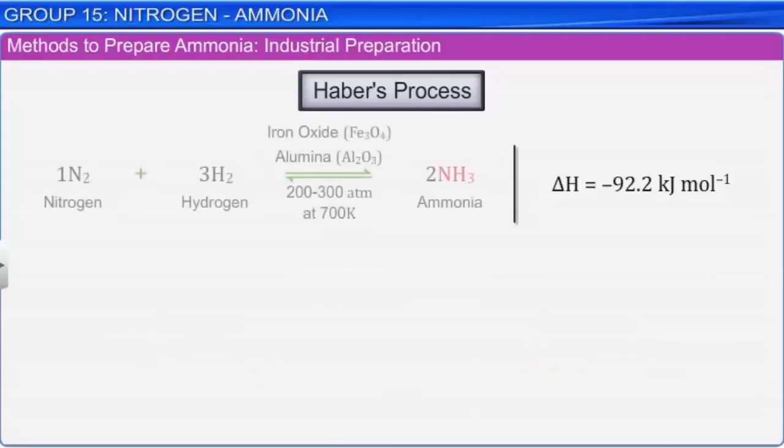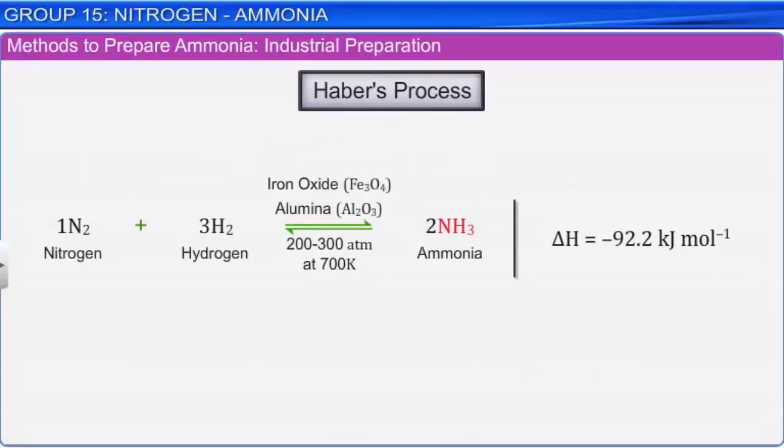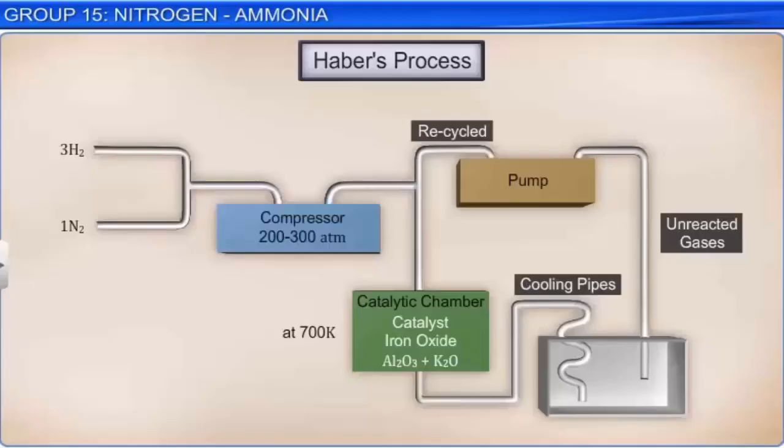Thus, a high pressure of 200 to 300 atmospheres, an optimum temperature about 700 Kelvin, and the catalyst iron oxide along with the promoter alumina are used to obtain better yields of ammonia. The flow chart of the manufacture of ammonia is given here. Let us describe in short the process of manufacture of ammonia from the flow chart.